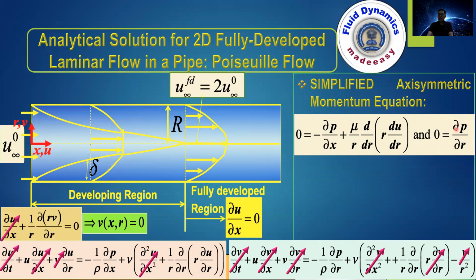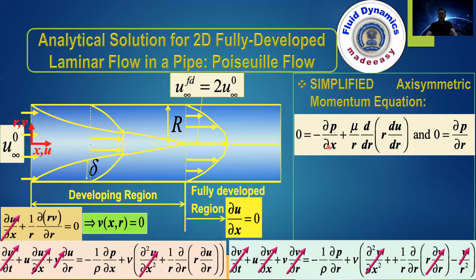So here pressure is not varying with respect to r. So pressure is constant at any axial location. Pressure is only varying with respect to x. So this partial derivative can be converted into a total derivative, since the pressure is not varying in the radial direction. It's varying only in the one direction. So P is only a function of x. So this can be converted into a total derivative.